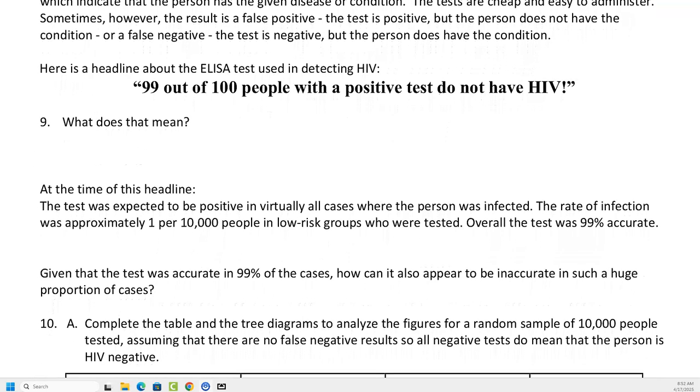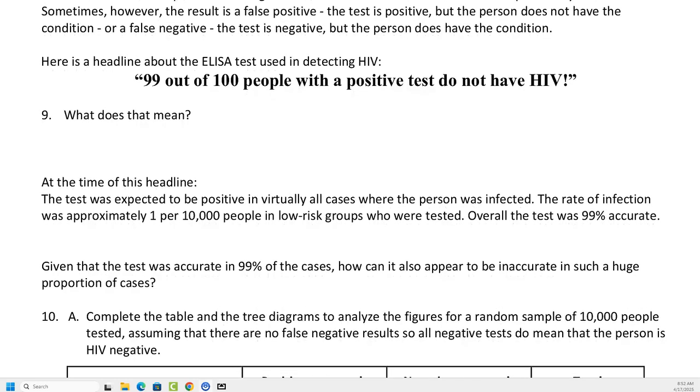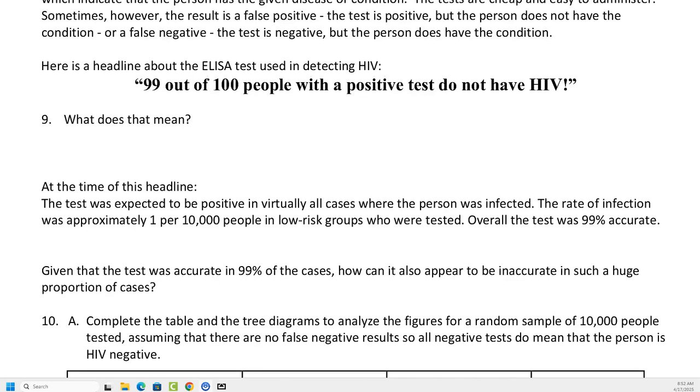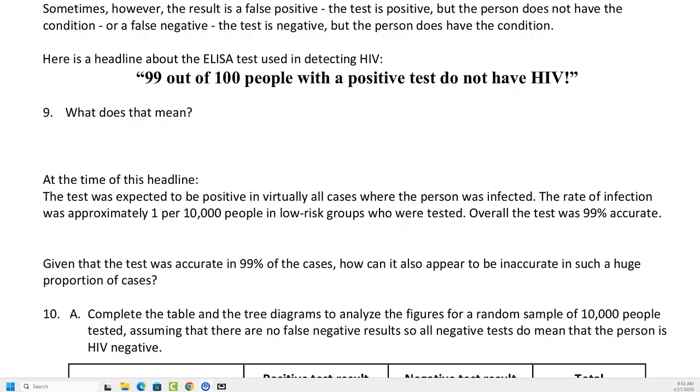Okay? So there was a headline about the ELISA test. In detecting HIV, 99 out of 100 people with a positive test do not have HIV. Would that be really unsettling if you got a positive result for HIV? Not as unsettling as it was when I was in high school in the 80s, because we have all these great treatments for it. But 99 out of 100 people get a positive test, but they don't have HIV. That makes for a real horrible test, doesn't it? But that's a claim. So let's see if the claim is true.